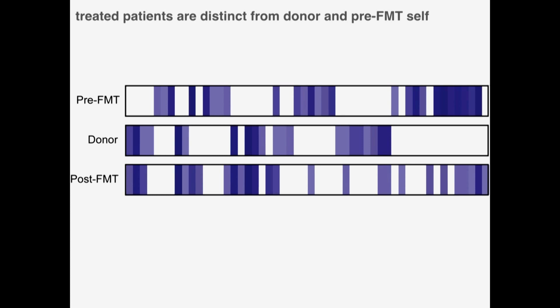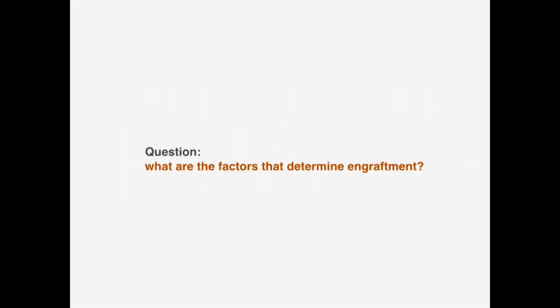The point of the slide is just to show you that if you look at the patient and the donor, there's really no way to predict what the patient's going to look like after the fecal transplant. It's not some obvious combination of the two profiles. But we're interested to know which bacteria will be successfully transferred from the donor to the patient, and what are the factors that determine this engraftment.